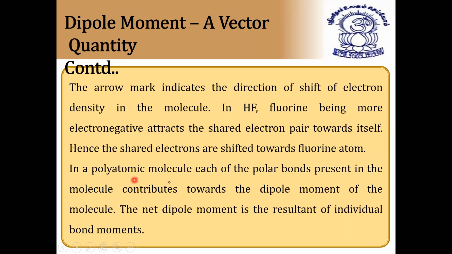In a polyatomic molecule, the number of polar bonds is more than 2. So in polyatomic molecules, each of the polar bonds in the molecule contributes towards the dipole moment of the molecule. So the net dipole moment is the resultant of individual bond moments. Net dipole moment is the resultant of individual bond moments.